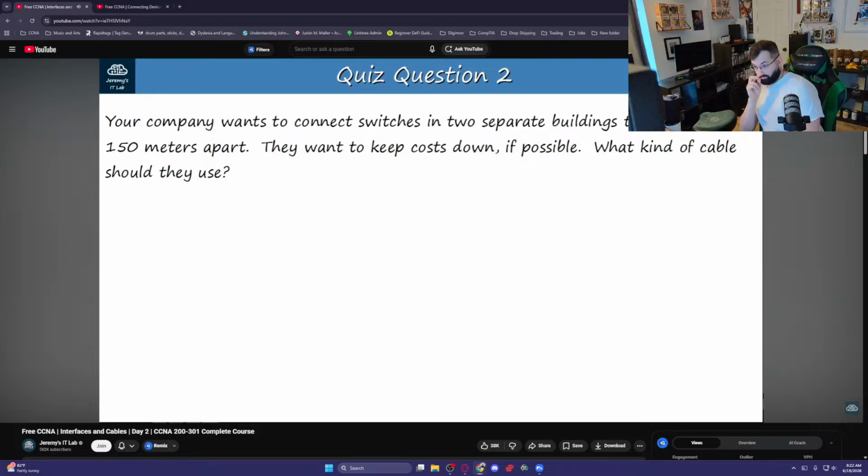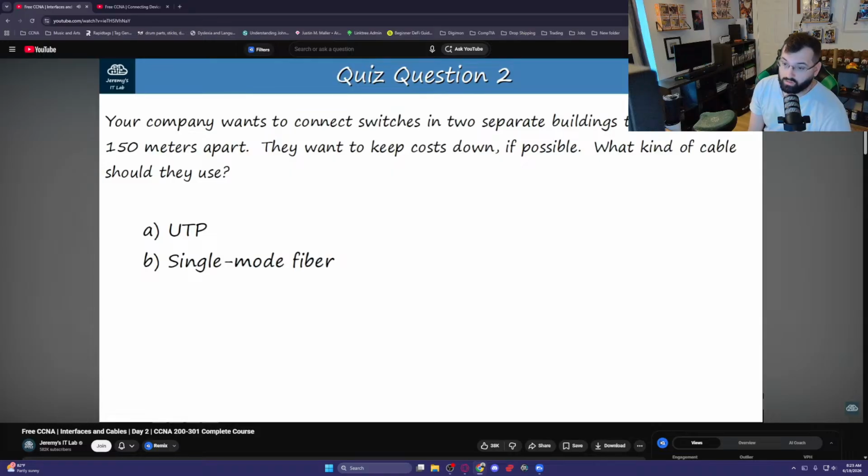Quiz question 2. Your company wants to connect switches in two separate buildings that are about 150 meters apart. They want to keep costs down if possible. What kind of cable should they use? A, UTP. B, single-mode fiber. Or C, multi-mode fiber. Pause the video to think about your answer.